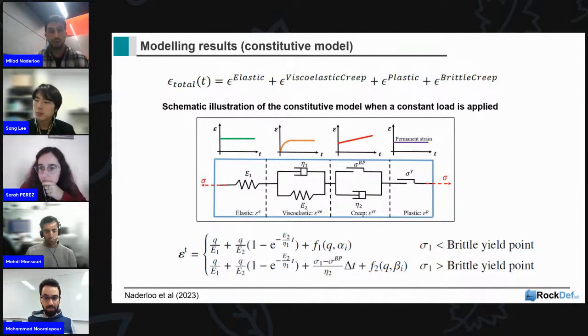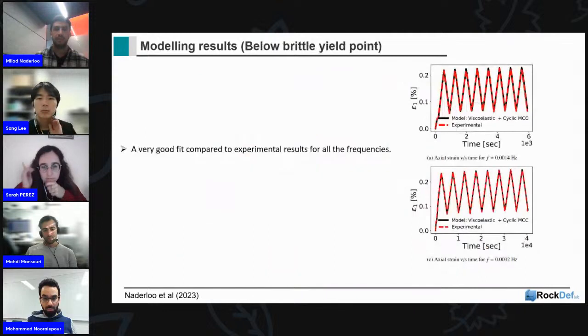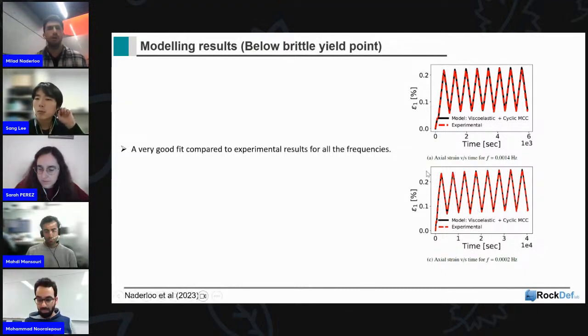So this is the constitutive model that we propose that can capture all those deformations that we observed experimentally in the lab. When we are at the blue brittle yield point, you can see in this plot the black one is the modeling, and the dotted red one is experimental. They are nicely matching and fitting with each other, even with the different frequencies.